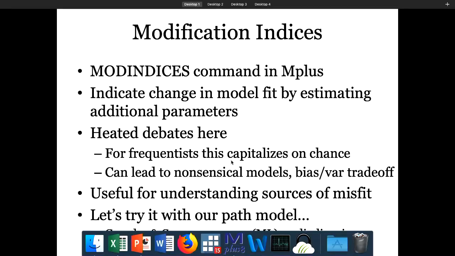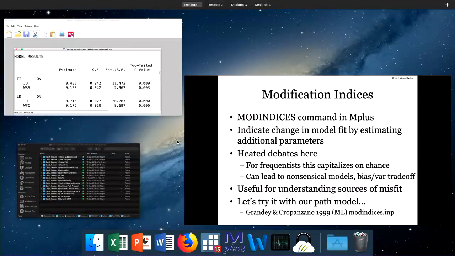The point for Mplus is how to get these fit indices. What is this?